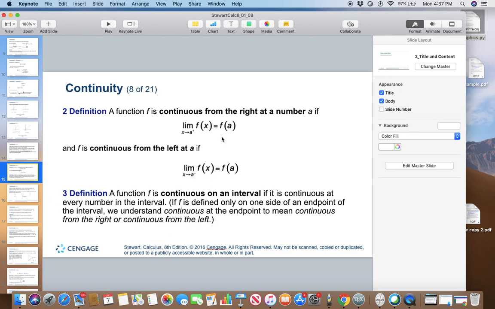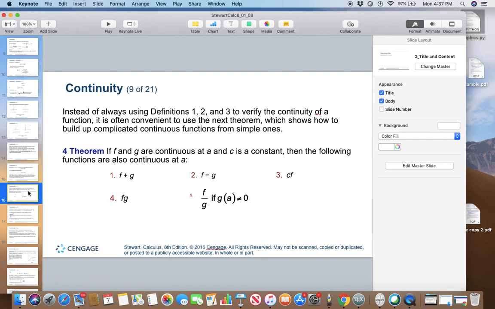Okay, so right hand continuity: limit as x approaches a from the right of f(x) equals the value at a. Left hand continuity: limit as x approaches a from the left of f(x) is the value at a. Okay, what does this mean? On an interval, you have to be continuous at every point in that interval. What happens at the endpoints? At the endpoints of your interval, you have to choose either right or left continuity.